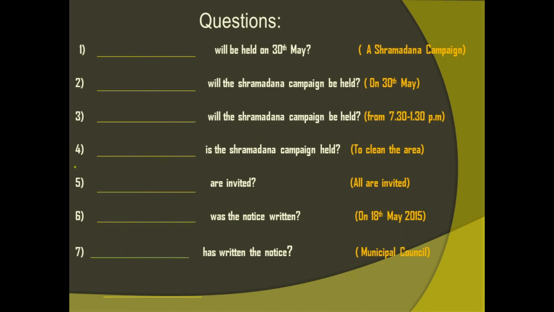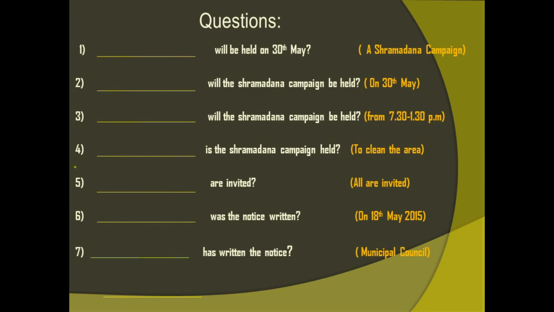Right. Now we'll see what question words we are going to use. Here the first answer is Shramadana campaign. So we can write, what will be held on 30th May? What will be held on 30th May. The second one is, blank will the Shramadana campaign be held? The answer is given as a date. So we are going to use the word when.